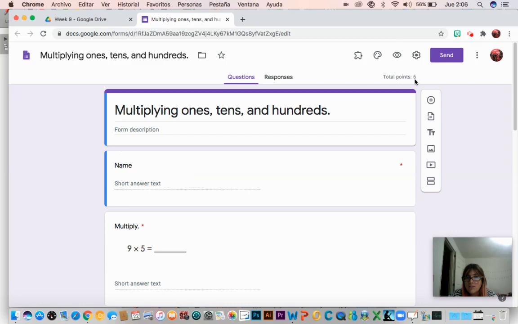Today, look, it's only 6 exercises. So I hope you do it super fast and super good.